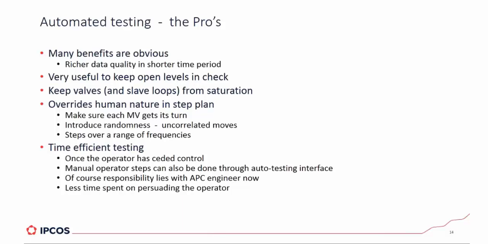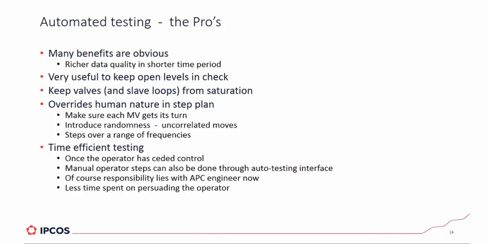Automated testers are extremely useful to keep open levels in check. When we have open levels in a step test, it is very, very cumbersome to keep watching them. And levels are very important. We do not want to let them run empty or run over. So that's one of the main benefits, I would say, of automating a step test.